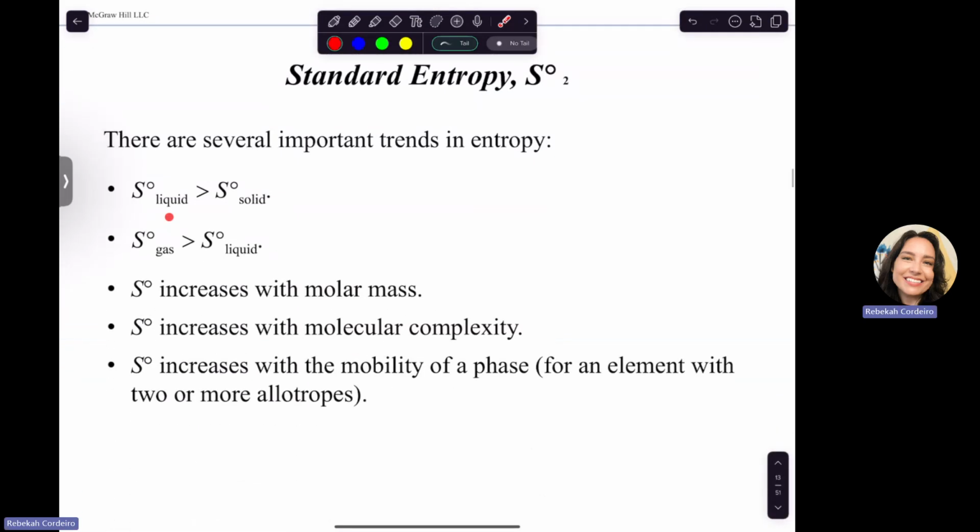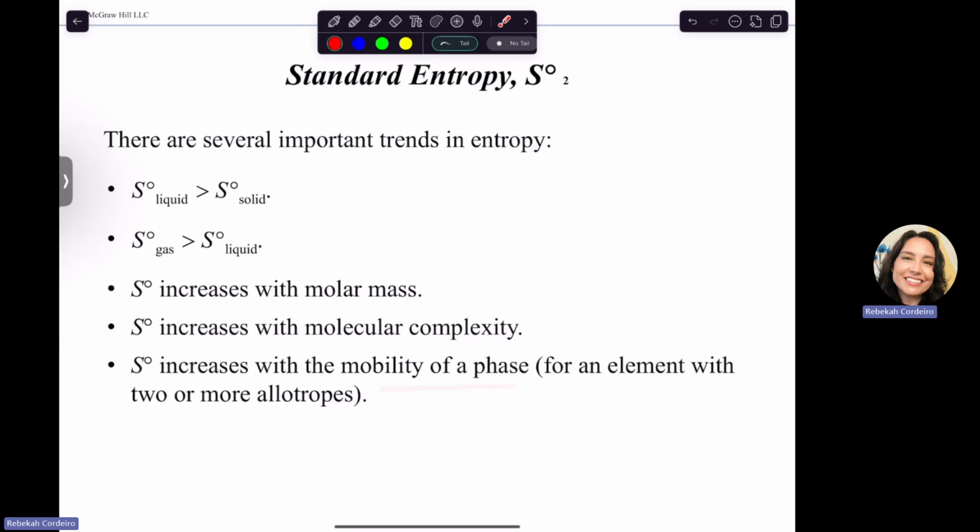So liquid is usually higher entropy than solid. Gas is usually higher than liquid. The more you have of a substance, like the more atoms and the more molar mass you have, the more ways you have to arrange those things. So usually it increases with molar mass, it increases with molecular complexity. So the more atoms we have, the different connectivities that we have, and it increases with the mobility of a phase.